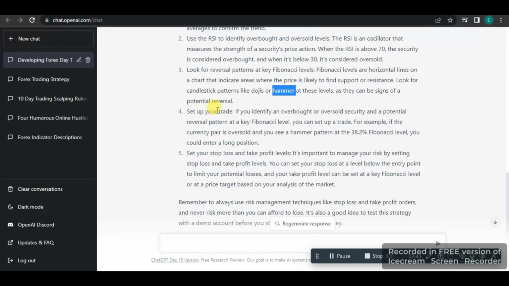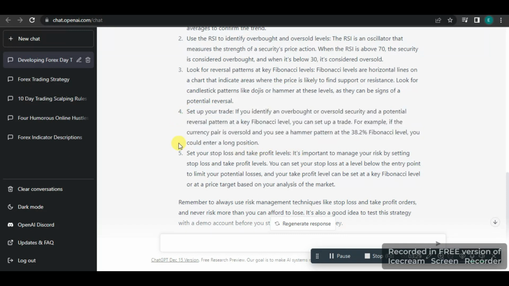All right, so set your trade up. What it's saying now is, if you identify an overbought or oversold security and a potential reversal pattern at the key Fibonacci level, you can set up a trade. So guys, take note, you will have to identify overbought and oversold in the security. For example, guys, listen: if the currency pair is oversold and you see a hammer pattern at the 38.2% Fibonacci level, you can consider entering a long position. Set your stop loss and take profit. All right, guys.